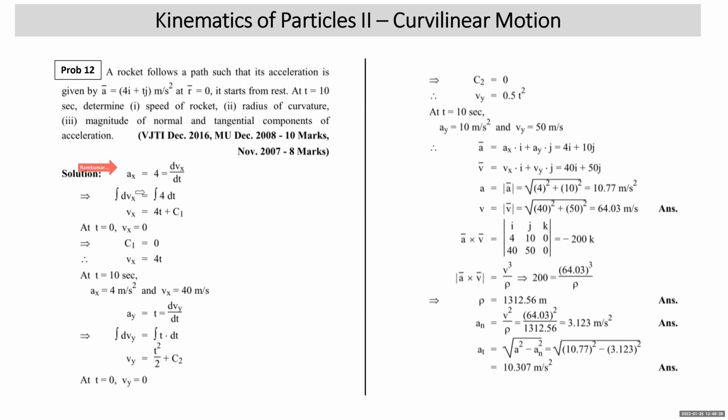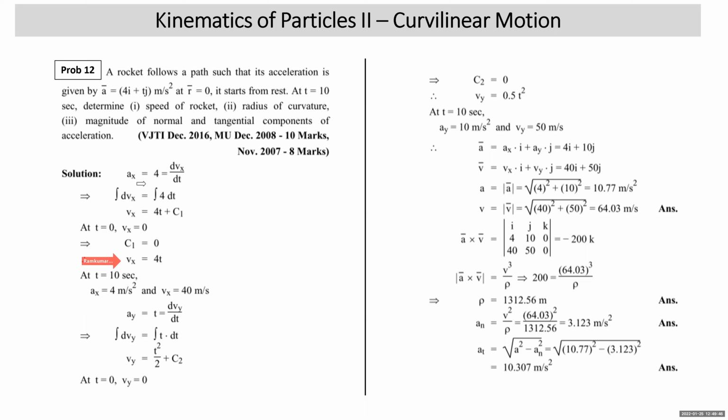So we start with ax. What is ax given to you? 4. You can write dvx upon dt equals 4. Separate the terms, integrating both sides. So vx is 4t plus c1. At t is equal to 0, vx is 0, it is given that it starts from rest. You get c1 as 0, vx is 4t. At t is equal to 10 seconds, ax is 4, vx is 40.